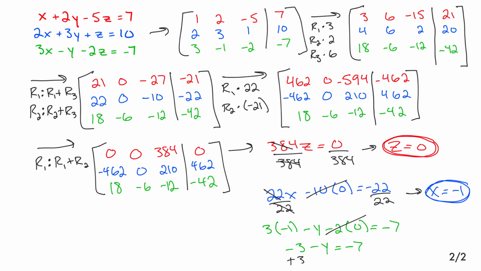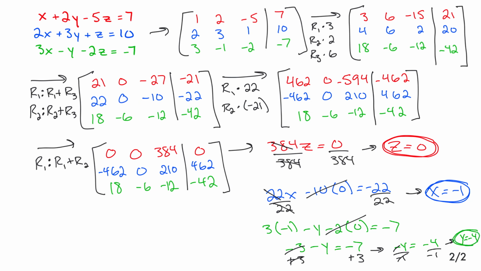We could add 3 to both sides. That would get us negative y is equal to negative 4. Then we could multiply both sides by negative 1 or divide both sides by negative 1. It's the same thing. And that would give us y is equal to negative 4.